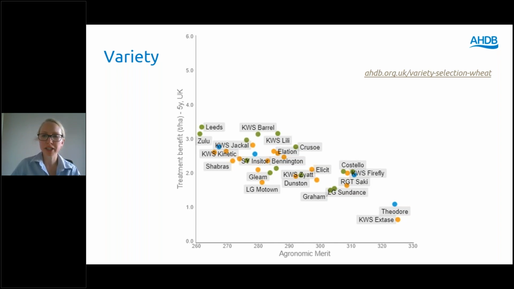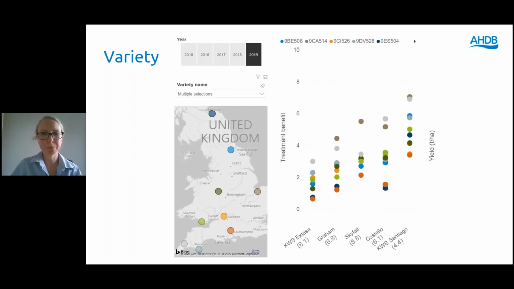But this chart shows the average results over the whole country from all the RL trials averaged over 5 years. But we all know there are differences in disease between years, region, and even trials within a region. So move on, please, Fiona.